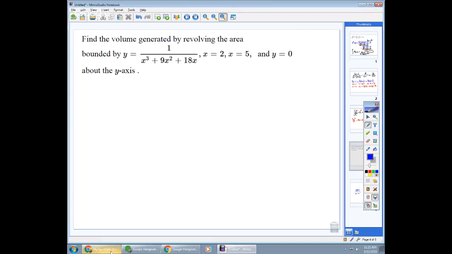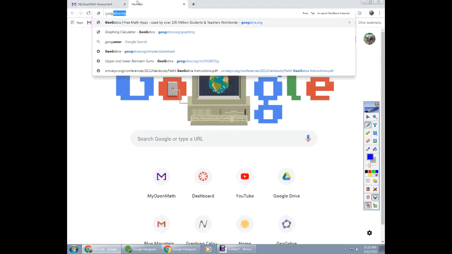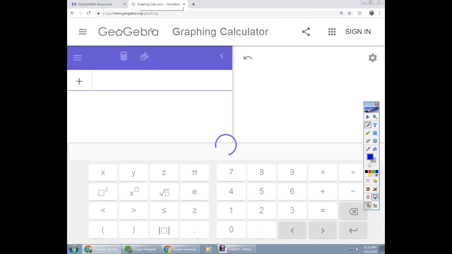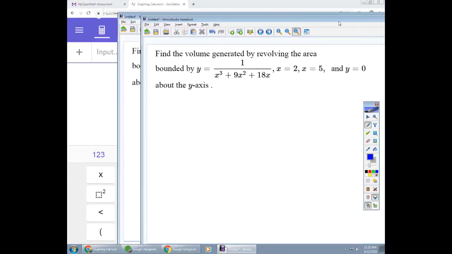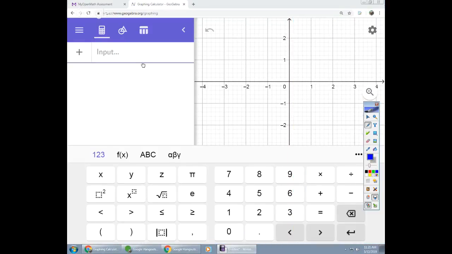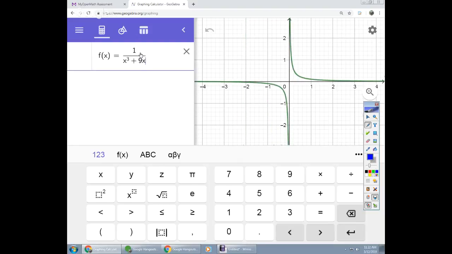Interesting. Let's see, what do we need? I prefer GeoGebra these days. GeoGebra graphing. And let's see if I can type this correctly. Pull it over here so I can see it. All right, so I'm going to call it f of x, and it is 1 over x cubed plus 9x squared plus 18x. Ooh, that's a gorgeous graph.